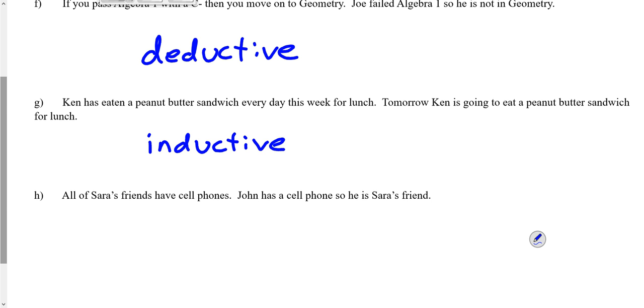And then letter H. All of Sarah's friends have cell phones. John has a cell phone, so he is Sarah's friend. So think about this one for a moment. Deductive or inductive? All of Sarah's friends have cell phones. John has a cell phone, so he is Sarah's friend.